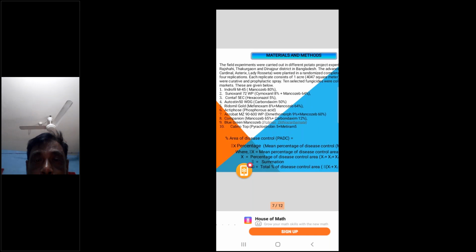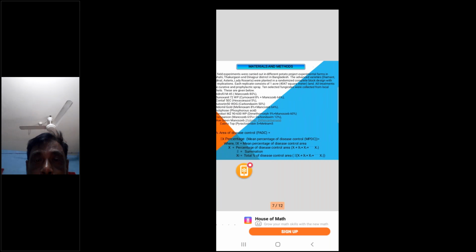Method. The field experiments were carried out at different potato project experimental farms in Rajshahi, Thakurgaon and Dinajpur districts in Bangladesh. Advanced varieties Diamond, Cardinal, Asterix, and Lady Rosetta were planted in a randomized complete block design with 4 replications. Each replication consists of an acre of land, and all treatments are curative and prophylactic sprays.